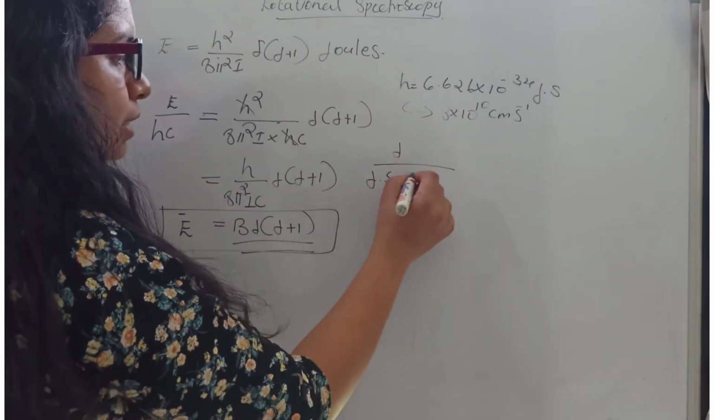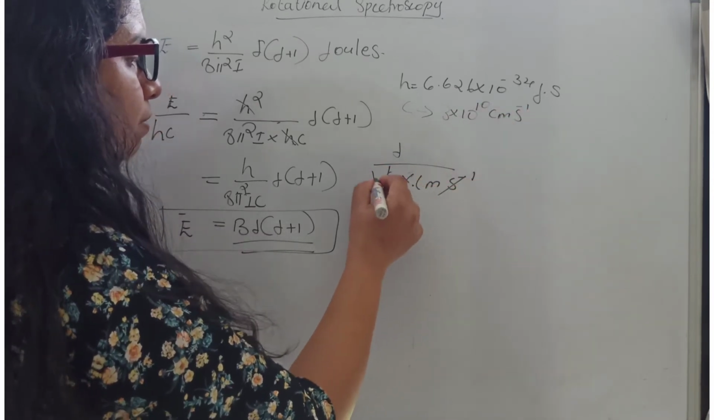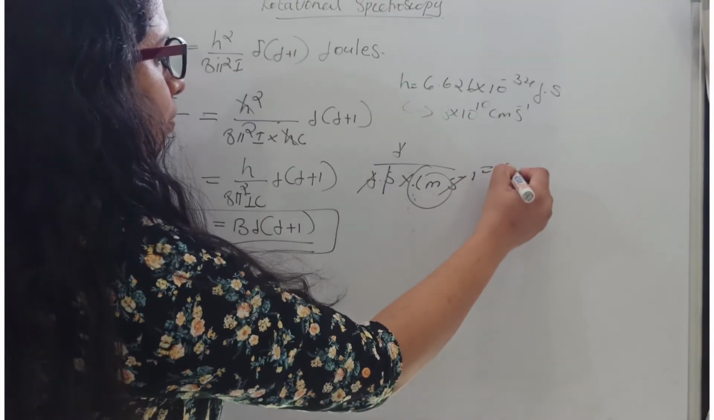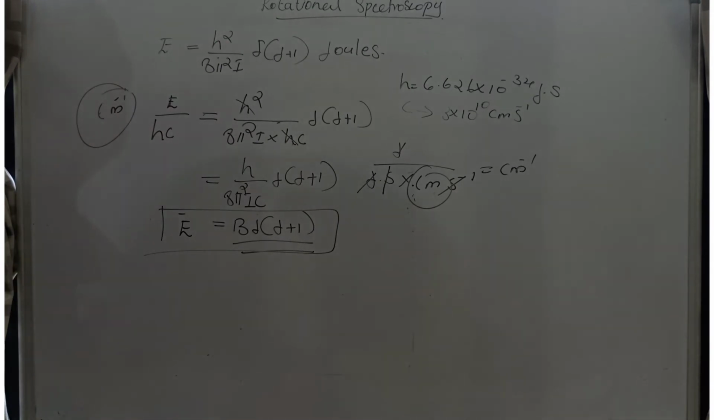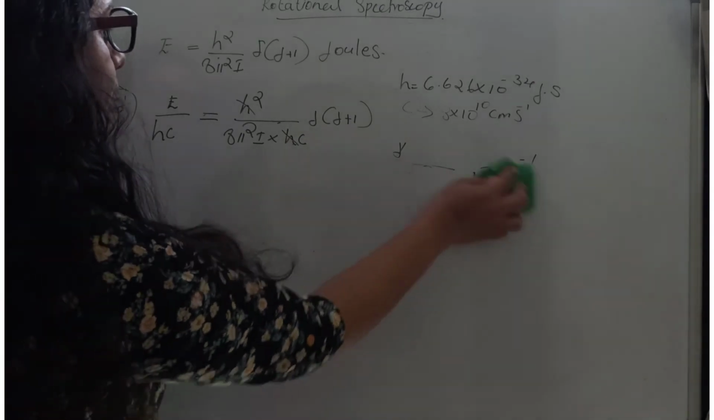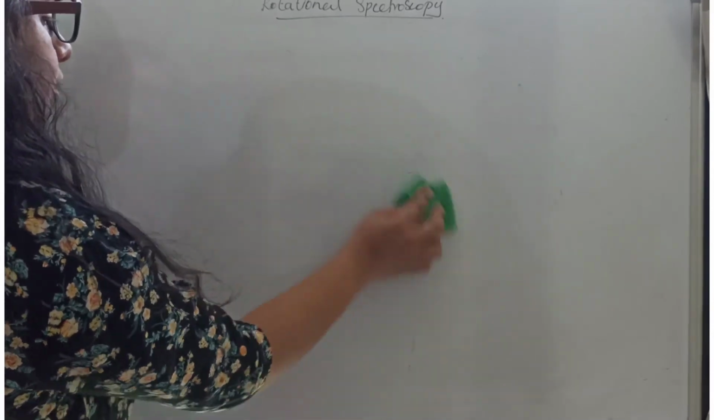And you see that joule was the initial energy, right? How to convert to centimeter inverse? Joule by joule second, centimeter per second, gives centimeter inverse. Joule was the initial energy divided by h, Planck's constant, joule second, into centimeter per second. Okay, I think you understood this idea.